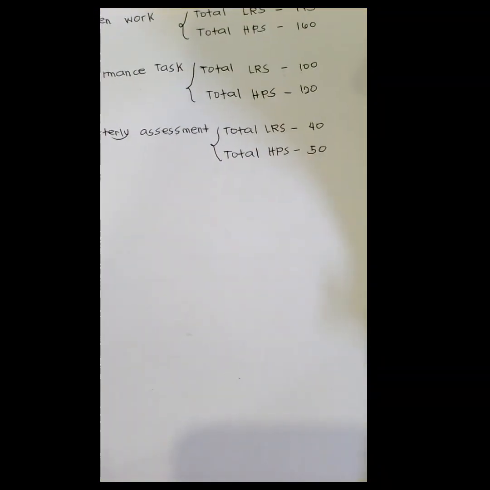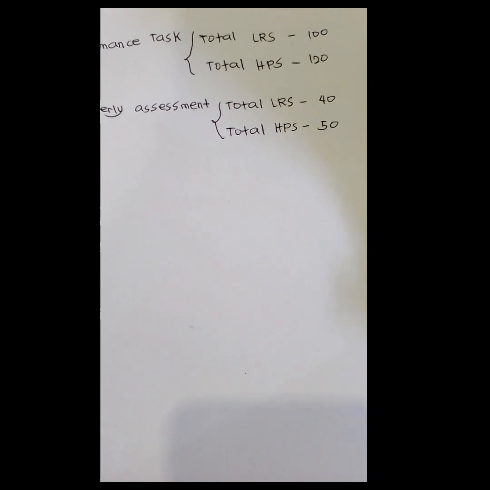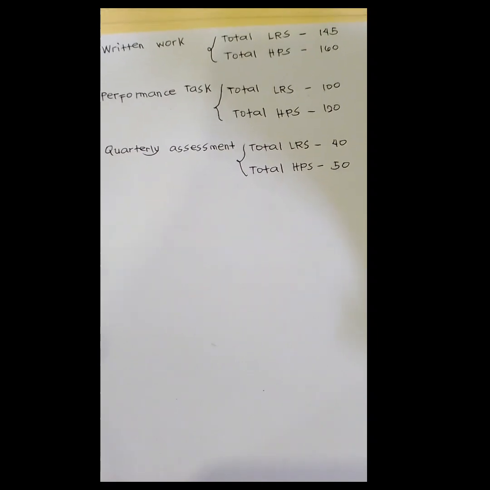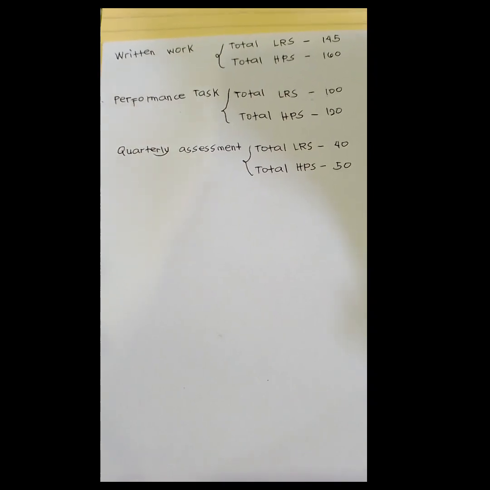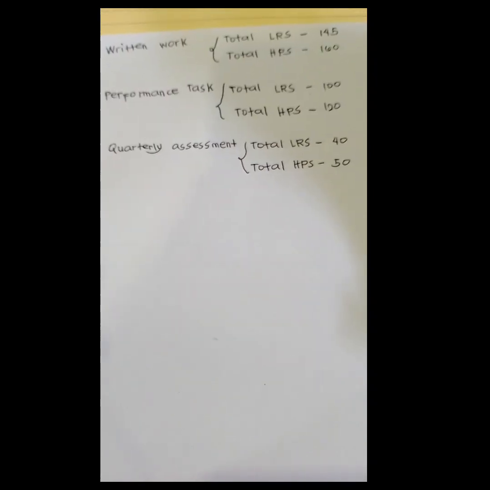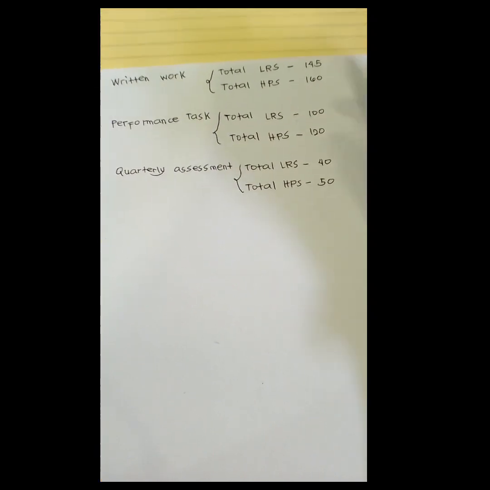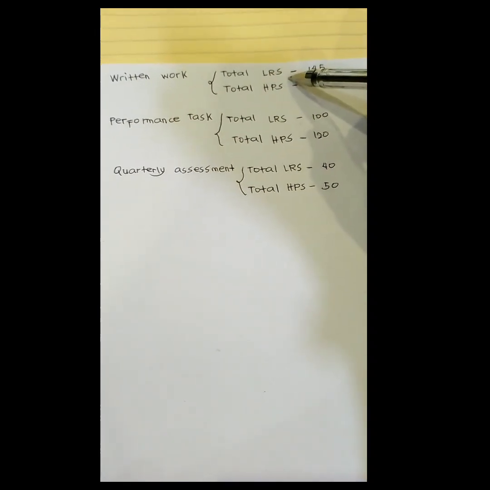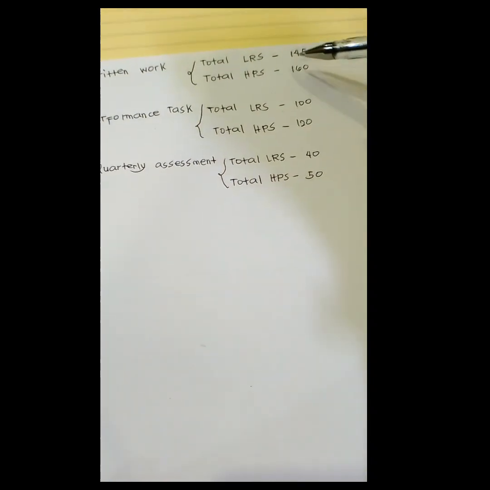Everyone, so tapos na nating makuha ang total score of each component in the first step, which is nakuha na natin ang total learner raw score at ang total highest possible score sa tatlong components: sa written work, sa performance task, and sa quarterly assessment. So kung naalala nyo, ang ibig sabihin ng LRS is learner raw score. So ang nakuha nating total sa learner raw score sa first slide is 145.